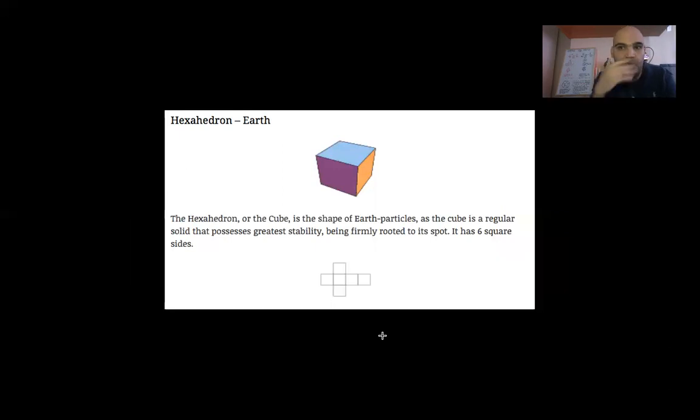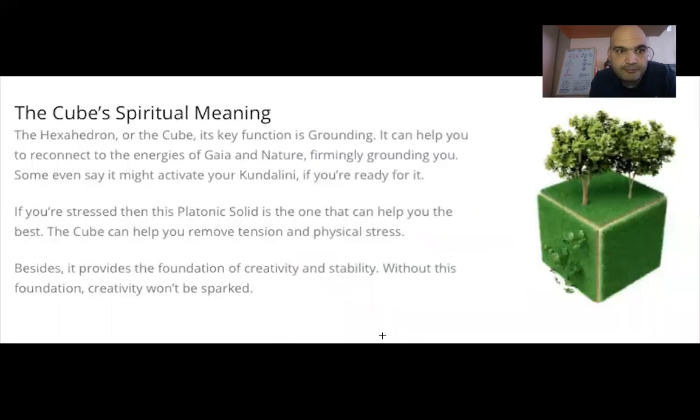So moving on now, we're going to talk about the hexahedron and how that relates to the element of earth. The hexahedron, or the cube, is the shape of earth particles, as the cube is a regular solid that possesses greatest stability, being firmly rooted to its spot, and it has 6 sides. The cube's spiritual meaning. The hexahedron or the cube's key function is grounding.